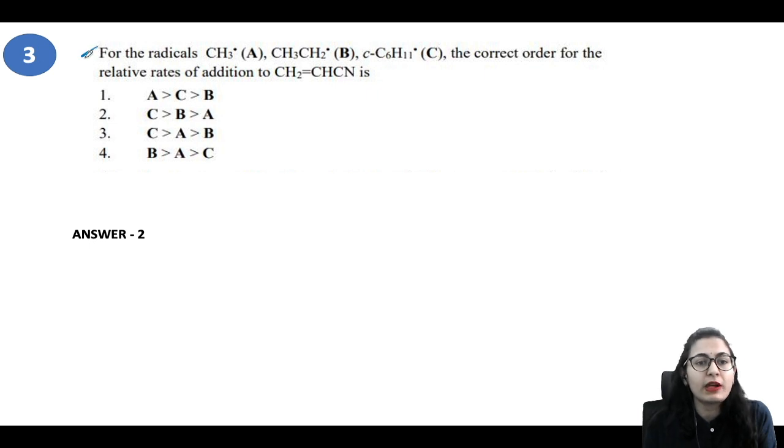Next question, an easy one. For the radicals A, B and C, this is a complete GOC question, guys. The correct order for the relative rates of addition to this particular complex is.